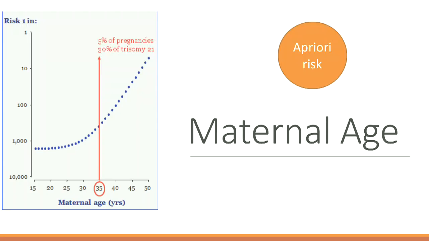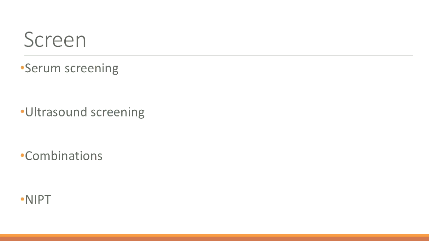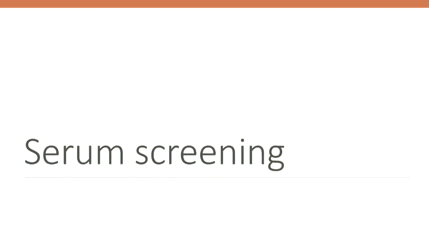But still, maternal age is useful because it gives you the a priori risk or the background risk. Now, if you look at screening, there are a number of modalities available, like serum screening, ultrasound screening, combinations of these, and also NIPT. And we are going to look at these one by one and look at what these numbers mean. Let us start off with serum screening.